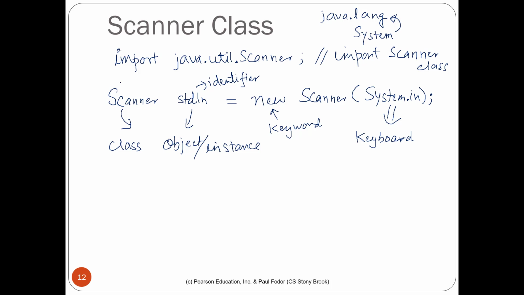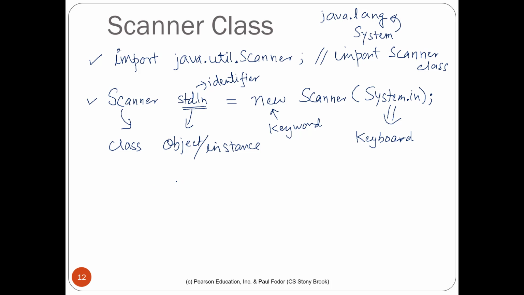So you need to import, and after importing you will use the Scanner class to create a variable of the type Scanner. Then you can make use of this object stdin to get the value from the user through the keyboard. Interestingly, in this Scanner class we have some interesting methods which are used to get the input from the user. I will use all these things in the demo program that I'll be writing.